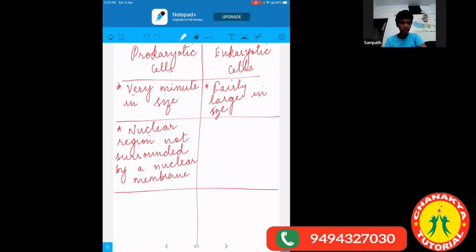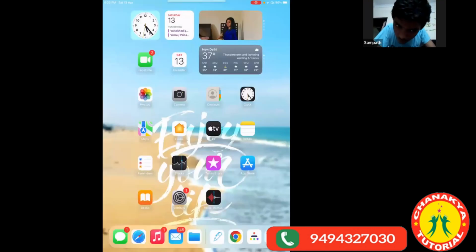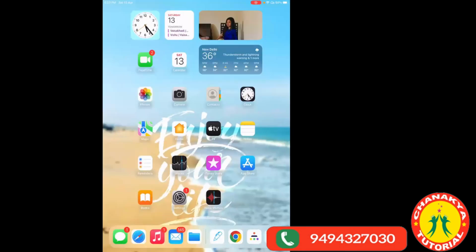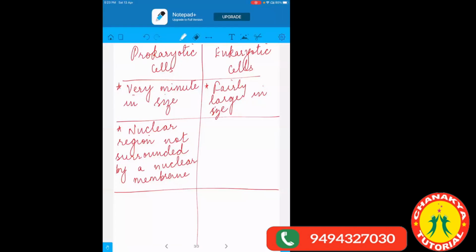Any idea? The region where the nucleus is present. Okay, correct. So the region where it is present is the nuclear region. But what happens in the prokaryotes? It looks like the nucleus, but it is not the nucleus. They have the nucleoid.